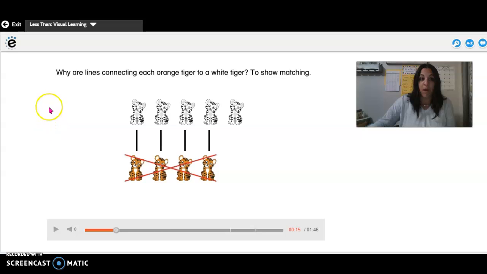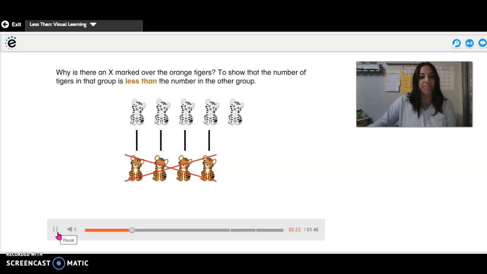Now I want you to think about why are lines connecting each orange tiger to each white tiger? Why do we connect them? To show the matching. Good. Now I want you to think about why is there an X marked over the orange tigers?